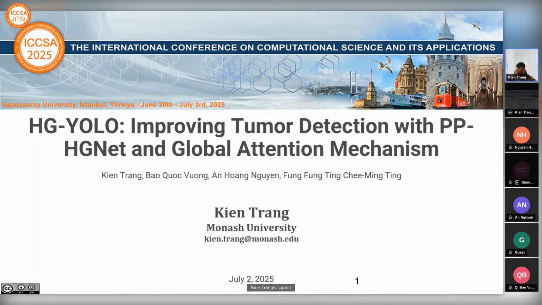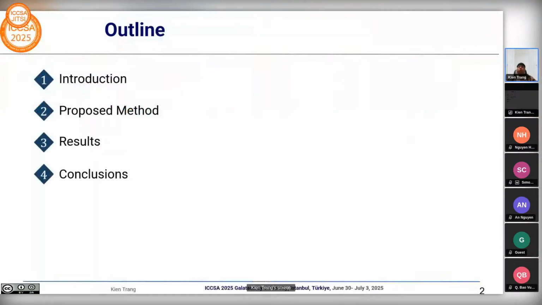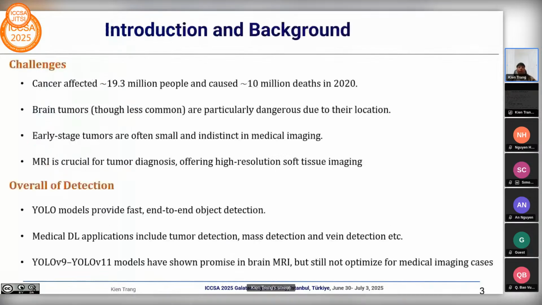Good afternoon, everyone, and thanks for joining me. I'm Kian, and now I would like to present our work, the HG-YOLOS model. This improves tumor detection with PP-HGNet and global attention mechanisms. My presentation consists of four main parts: introduction, proposed method, results, and conclusions. Let's get started with the first one, the introduction and background.